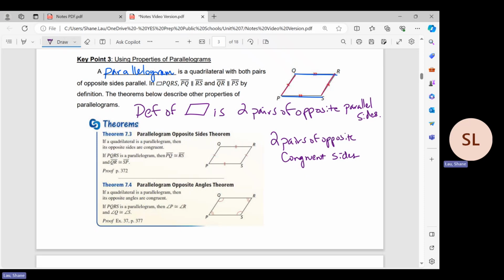But then 7.4 says basically the same thing, where if PQRS is a parallelogram, then angles are going to be congruent. But you've got to be careful, it's going to be opposite angles. Okay. So we're going to still run with this theme of two pairs of opposite congruent angles. Okay.